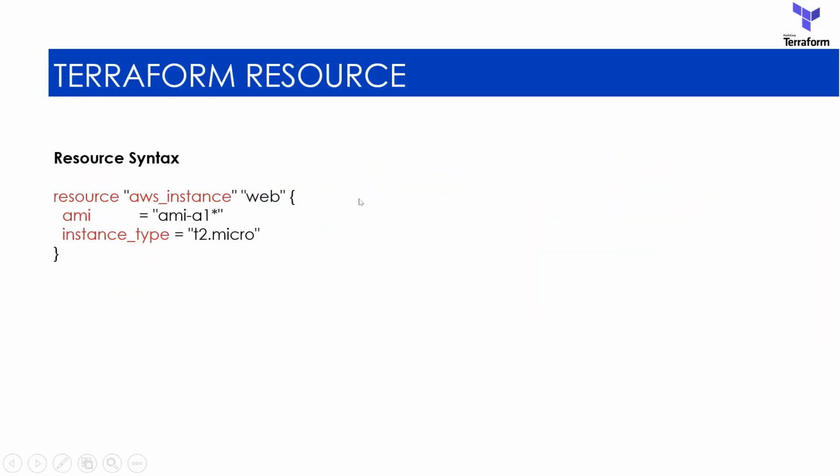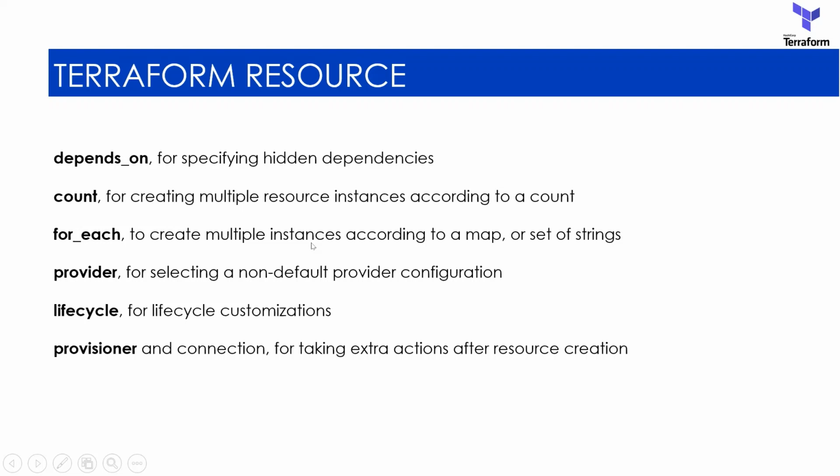So in the resource section, we understand the resource keyword, then in double inverted commas the resource type that exists in Terraform, then the name of the resource, and then the mandatory attributes. You can find the optional and the required attributes there. So let's talk about additional attributes for a resource. We have depends_on, for a specific hidden dependency.